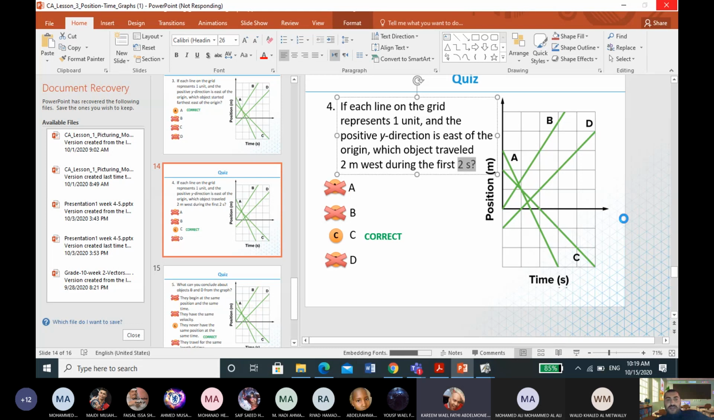But how is it west? You said here the west is up, but the C is going down.